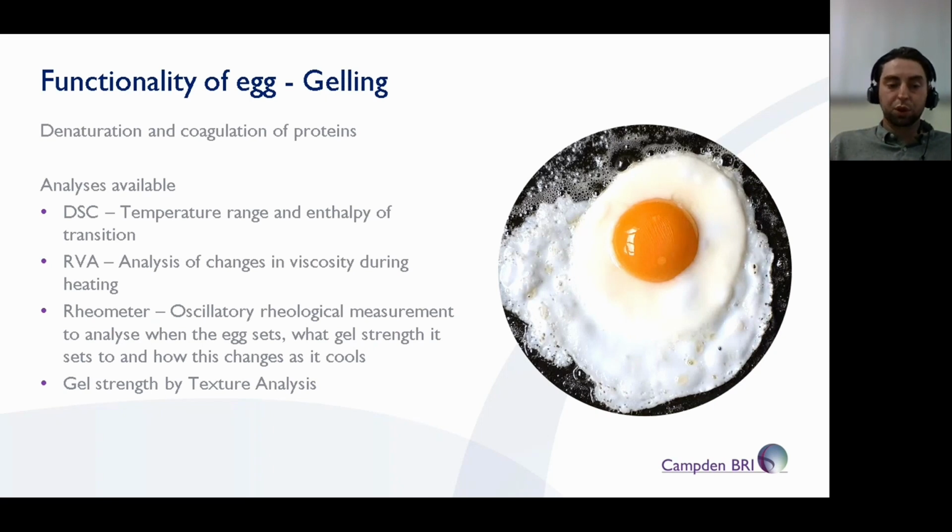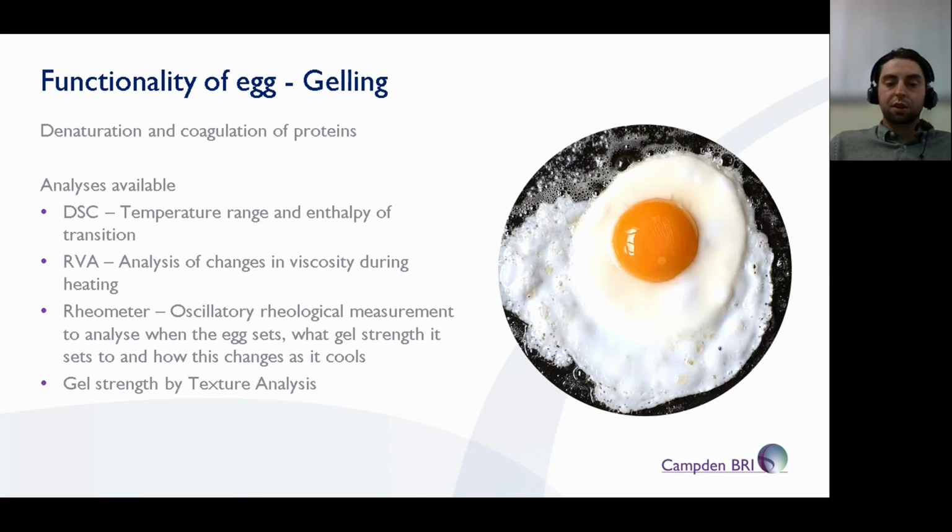However, we do have what's called a rheometer here at Camden, and that can do oscillatory measurements. So instead of stirring like the RVA does, which is where it becomes a problem when it becomes a solid, we can do oscillatory measurements. So it just goes back and forth slightly without breaking the structure.